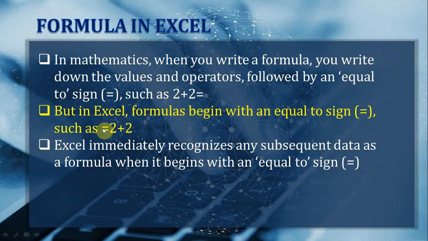So you should type equal to 2 plus 2. When you type the equal to sign, Excel will automatically recognize that you are going to type a formula. So always when you want to perform a calculation in the cell where you need to display the result, you have to type the equal to sign and then you can enter a formula. This is how to start a formula in MS Excel.